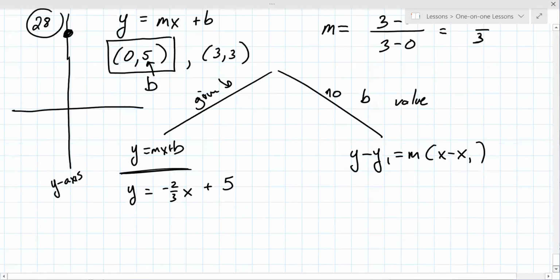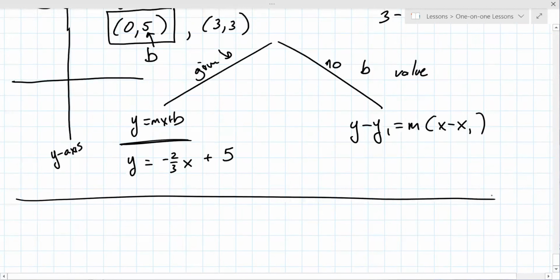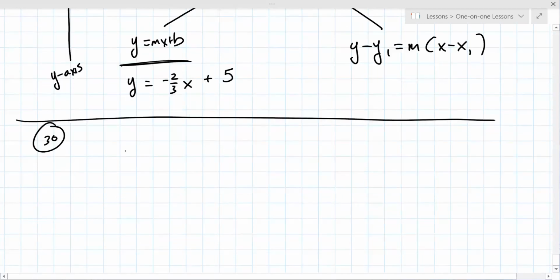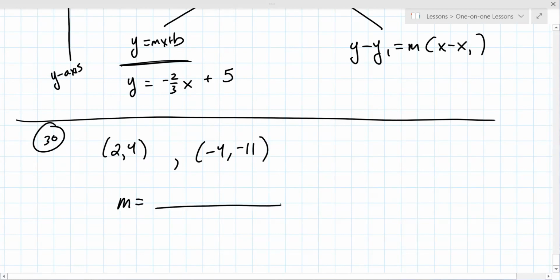So we'll see that in 30. Try to explain that in 30. Okay, 30. I want you to find the slope between 2, 4 and minus 4, minus 11. Give me the slope, please. Final answer.